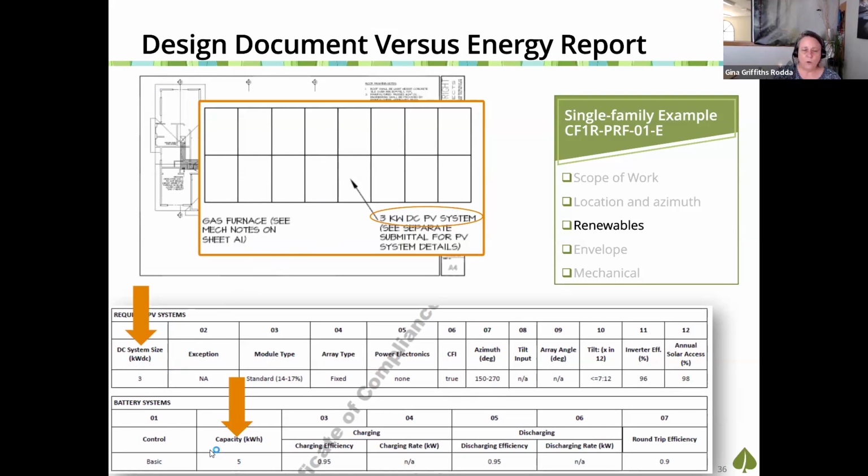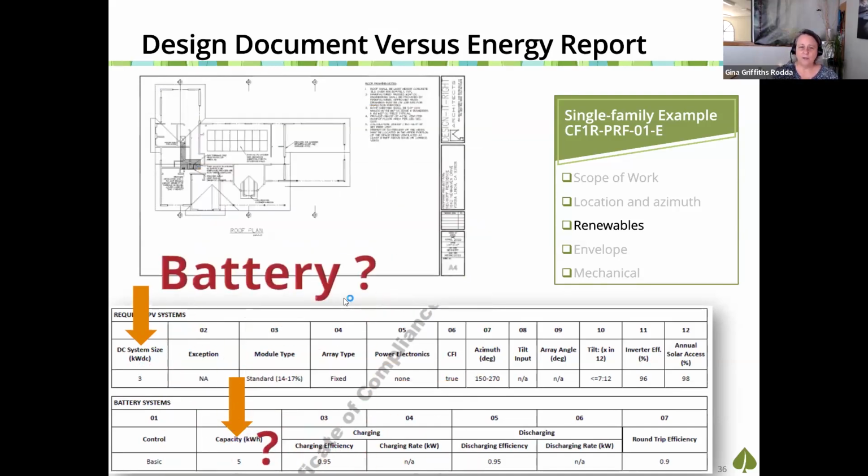But it's also in the form saying I have a 5 kWh battery. I don't see that anywhere in the drawings. There's nothing. So here's something that's promised that's going to change all those metrics under the hood of that calculation that are not supported by the design documents.